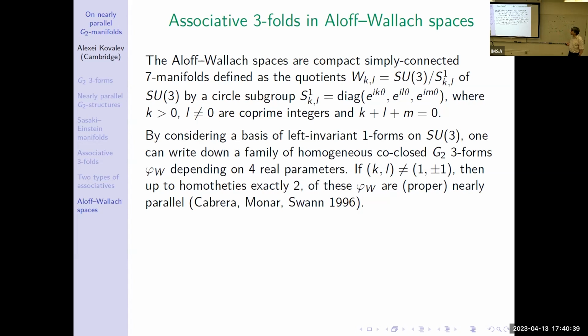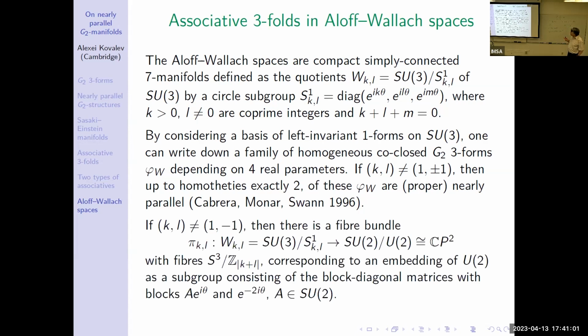It is known that up to scaling, exactly two choices of these four real parameters will give a nearly parallel G2 structure, and in that case it will be proper, so the form will be cohomologous to zero. That's the known result of Hebert, Monod, and Swann.